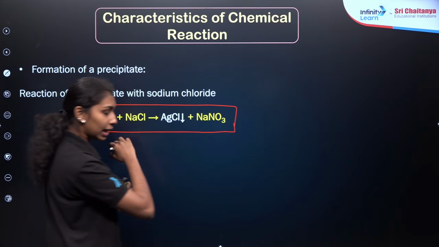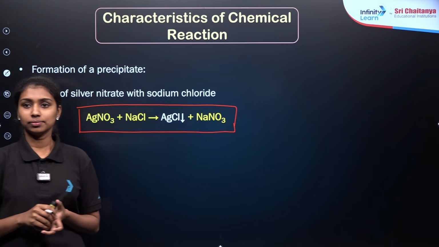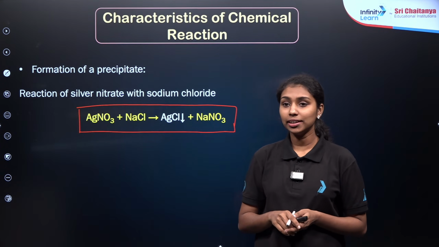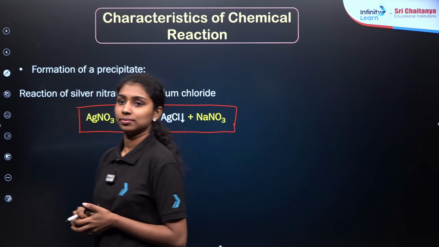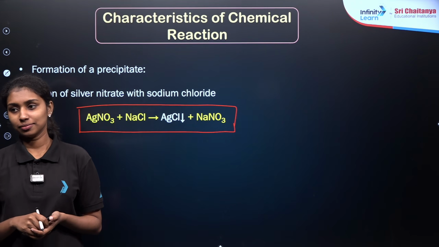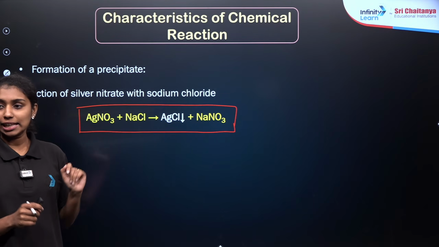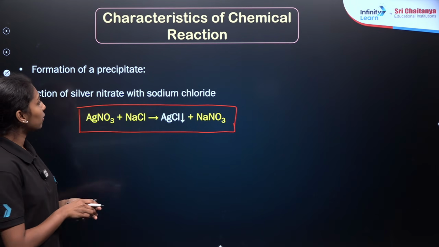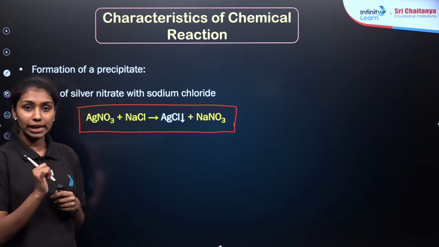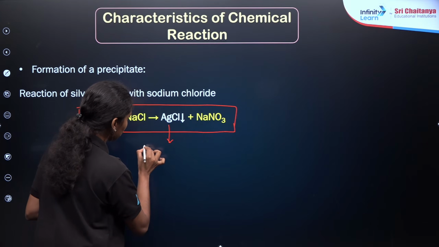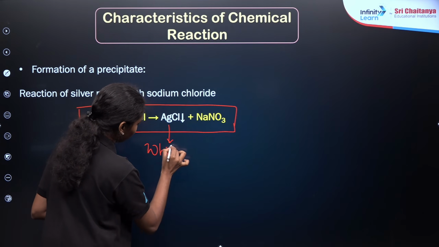What are the reactants here? Silver nitrate, right? Silver nitrate plus sodium chloride. So the reaction of silver nitrate and sodium chloride is forming silver chloride, right? I have already given the color as white here, which means it is forming a precipitate of white color.